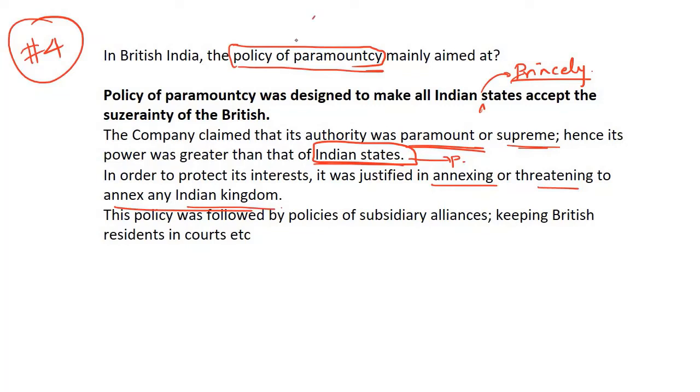अब अपने इस policy of paramountcy को protect करने के लिए, अपने interests को protect करने के लिए ये annex भी कर रहे थे. So basically this policy of paramountcy के बाद, ये policy जब उन्होंने अपनाई, then they came up with policy of subsidiary alliance, etc. So the policy of paramountcy does not imply subsidiary alliance, but it was followed. This policy of paramountcy was followed by policies of subsidiary alliance. And also policies like keeping British residents in the courts of the Nawabs.